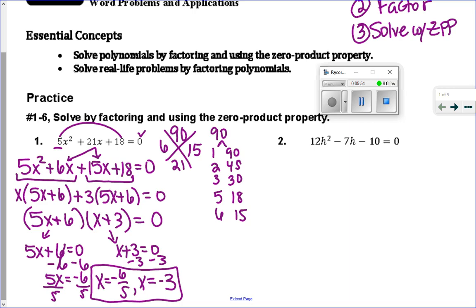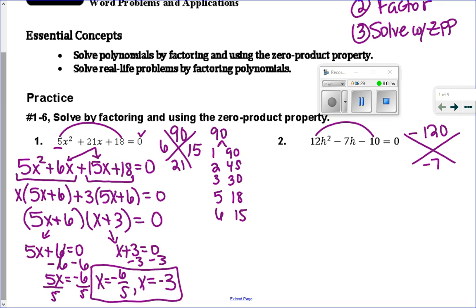Let's see if there's a GCF, and if there is, pull it. But 12, 7, and 10 don't have anything in common, and not all of these terms have a variable. Then just remember, because of this 12, we need to multiply these first and use that in our magic number trick. So that's a negative 120, and it's negative, so I'm looking for a difference of negative 7. If they're negative, I know my signs are different. If my signs are different, I know I'm looking for a difference. So two factors of negative 120 that combine to negative 7.